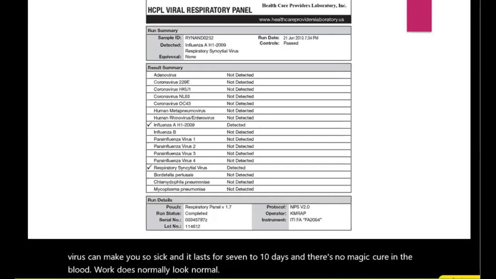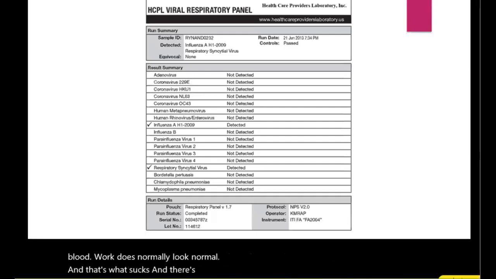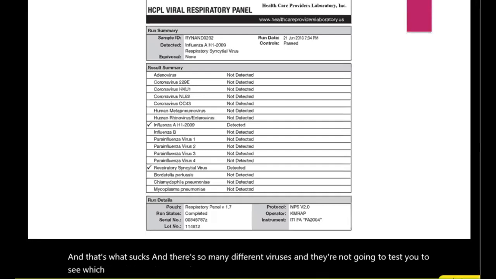And that's what sucks. And there's so many different viruses, and they're not going to test you to see which virus it is in an outpatient setting because it doesn't matter. Most of them cause very similar symptoms, and there's nothing we can do about it.